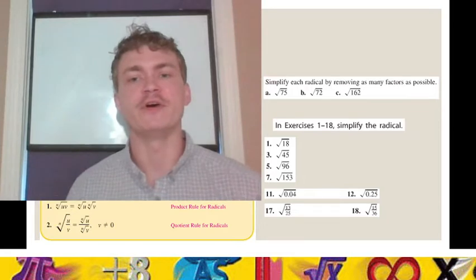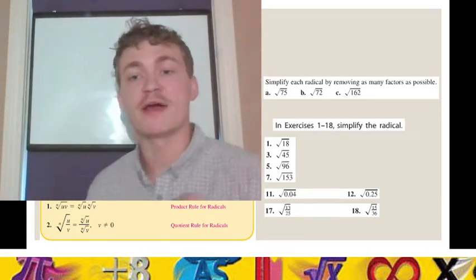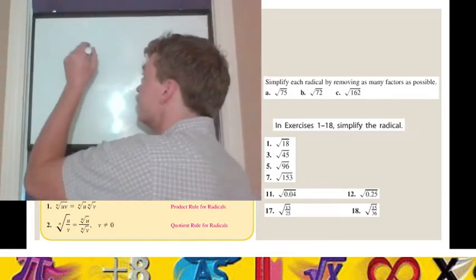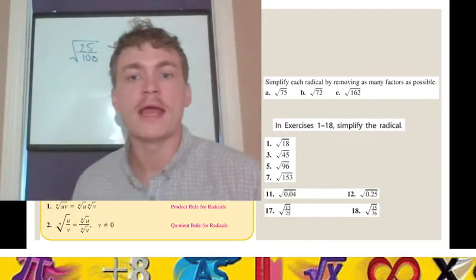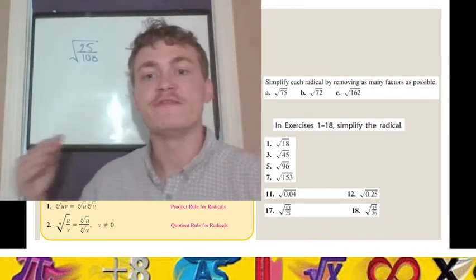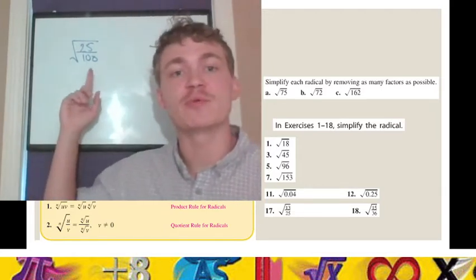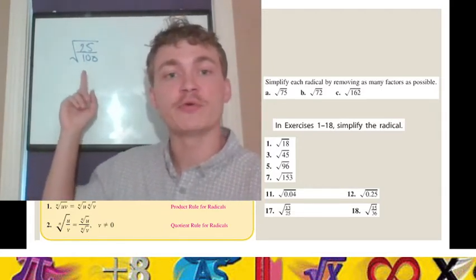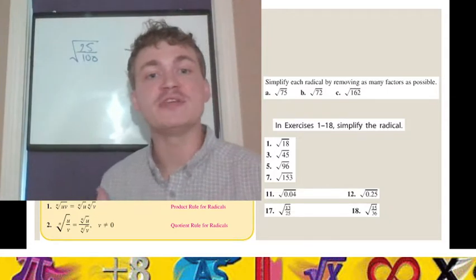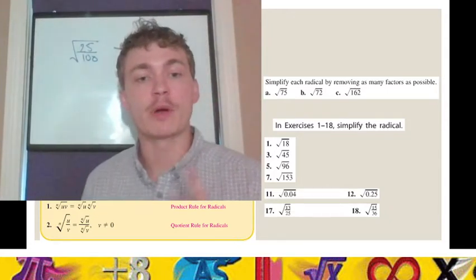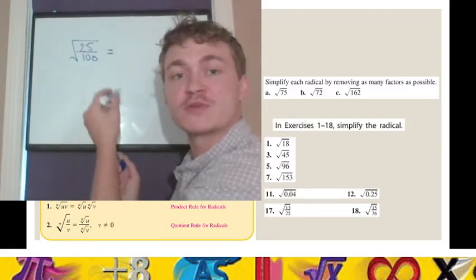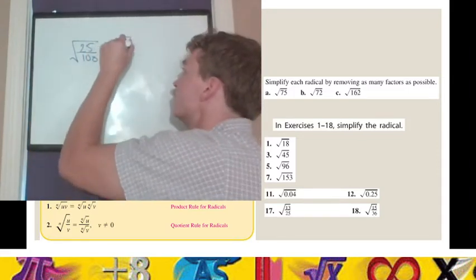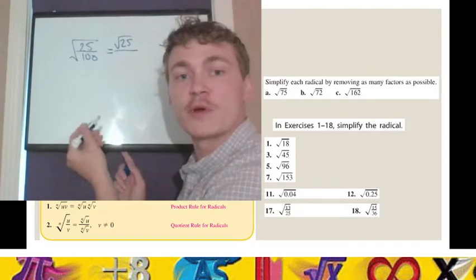Now what is 25 hundredths here? Expressed as a fraction, 25 over 100. And the square root of 25 hundredths, 0.25, can be expressed in fraction notation, the square root of 25 hundredths. And now, using our quotient rule for radicals, property 2 down below, the square root of a fraction is the same thing as the square root of the numerator divided by the square root of our denominator.